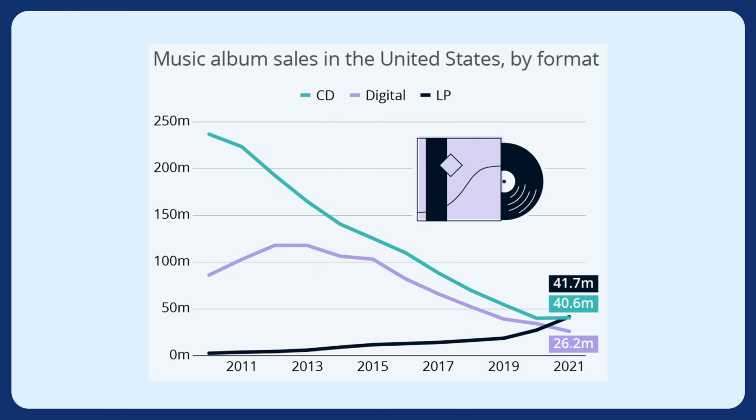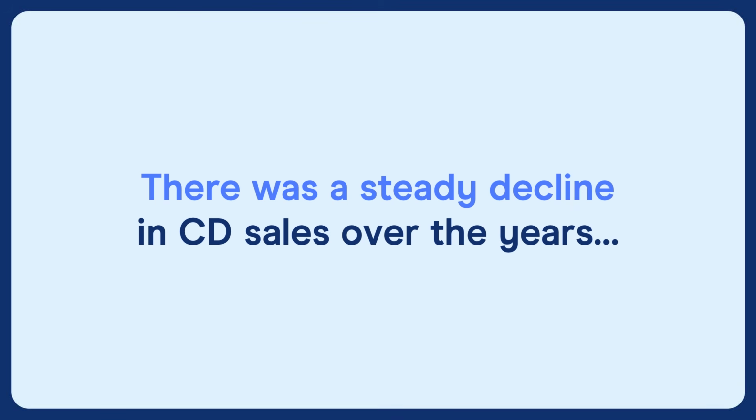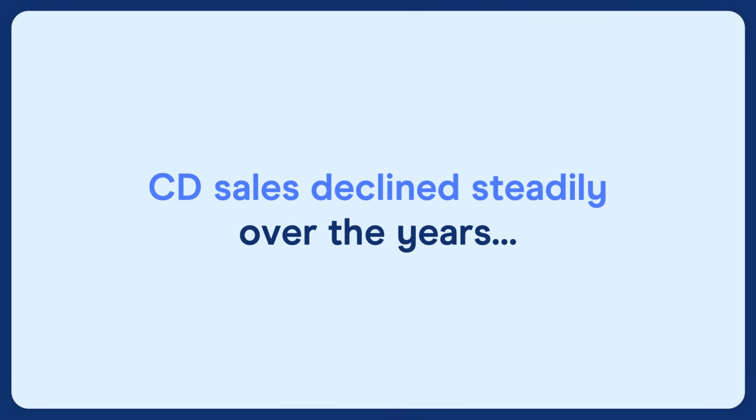All right, what's the first thing you notice? Take a look at the green line. There was a steady decline in CD sales over the years. Or you could say CD sales declined steadily over the years. Notice the 2 ways I can describe data here. I can describe that decline by saying there was a steady decline, an adjective and a noun. And I'm using the phrase there was. Alternatively, I can use verb adverb, declined steadily. Keep these 2 sentence structures in mind. They will help you to vary your sentences.